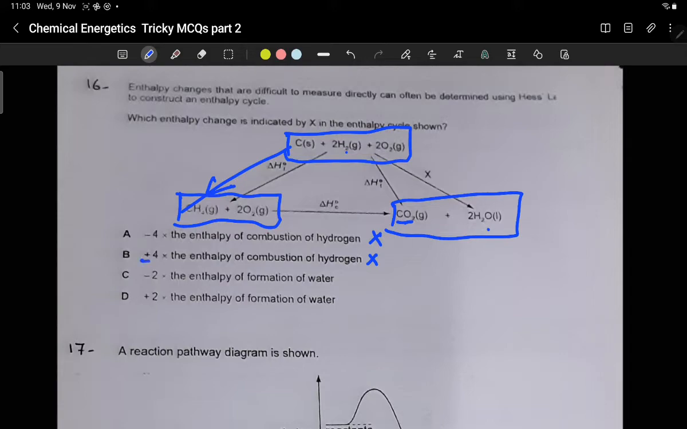Enthalpy change of combustion is not positive, so this is also incorrect, and 4 moles are also incorrect. Minus 2 into enthalpy change of formation of water. So minus enthalpy change of formation is correct, but enthalpy change of formation is positive, so the sign is incorrect. So 3 options are incorrect. D option is the correct option. So this is plus 2 into enthalpy change of formation of water, that is equivalent to X.